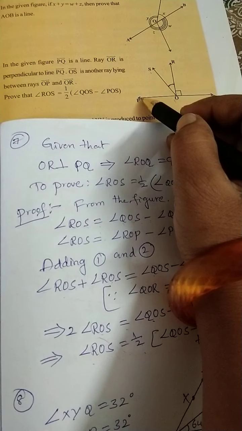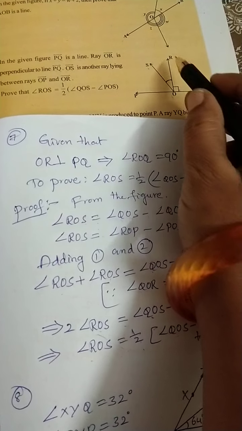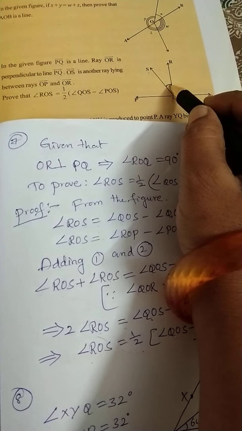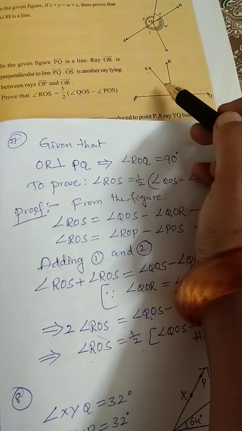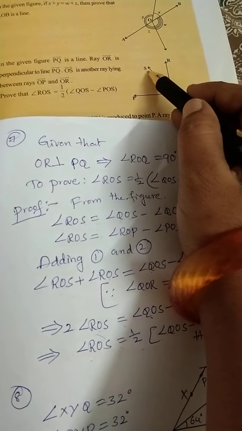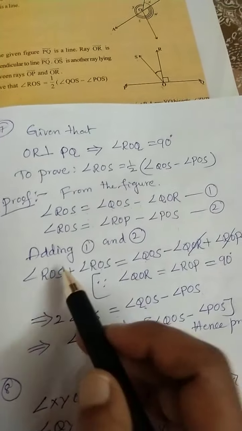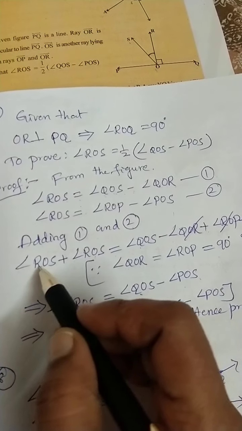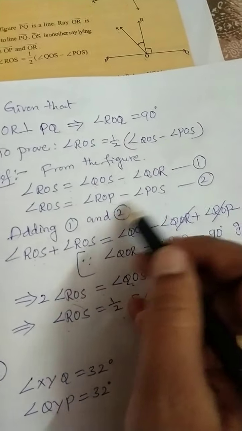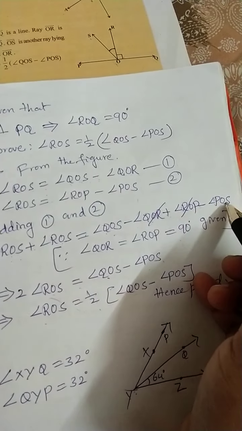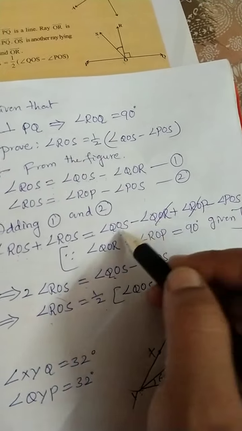ROS is equal to ROP minus POS. Let us say equation 2. Now add 1 and 2. You should add equation 1 and equation 2. ROS plus ROS is equal to, as it is in the middle place, you can take the right-hand sides. Because this RHS plus this RHS we are adding.